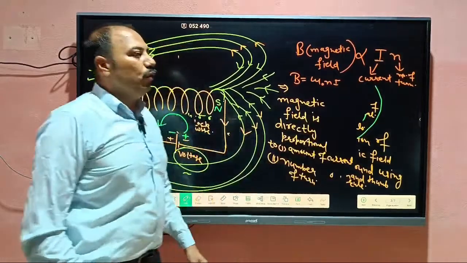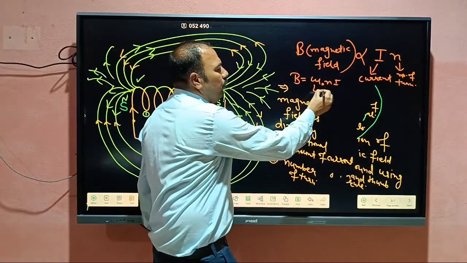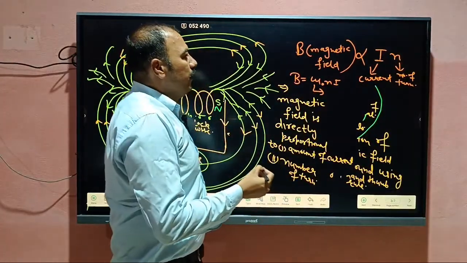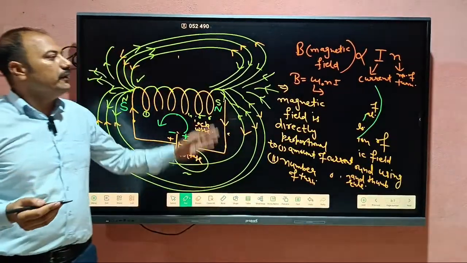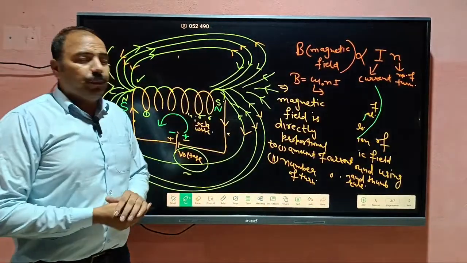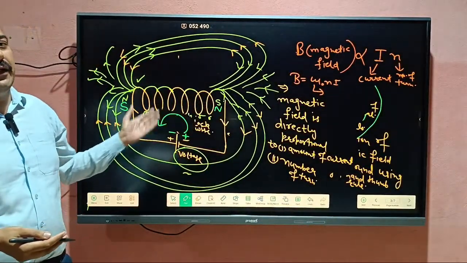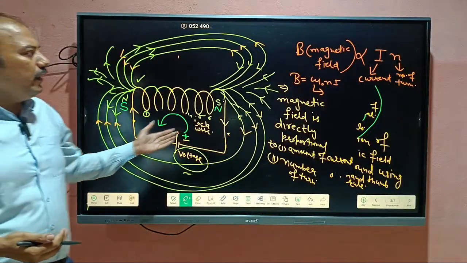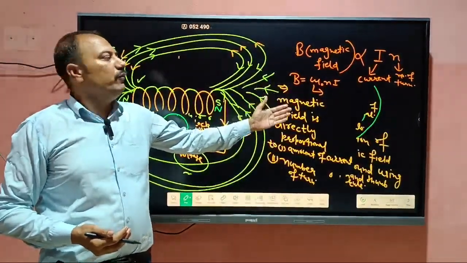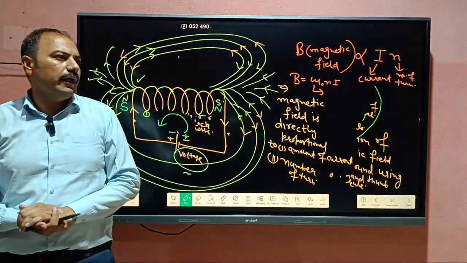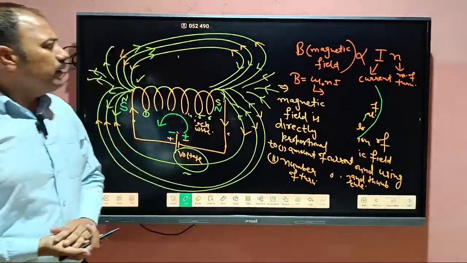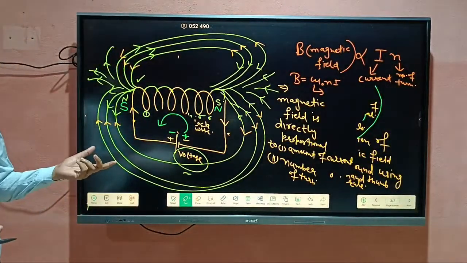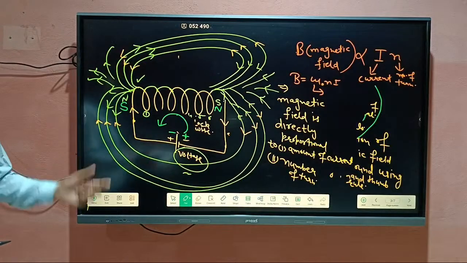So here, what is mu naught? Mu naught is the magnetic permeability of the material, which allows the magnetic lines into the space, or we can use any other material. So this is the magnetic field produced by the solenoid, and this is the formula of the magnetic field, which depends upon the number of turns and current. And secondly, what are the applications of a solenoid?